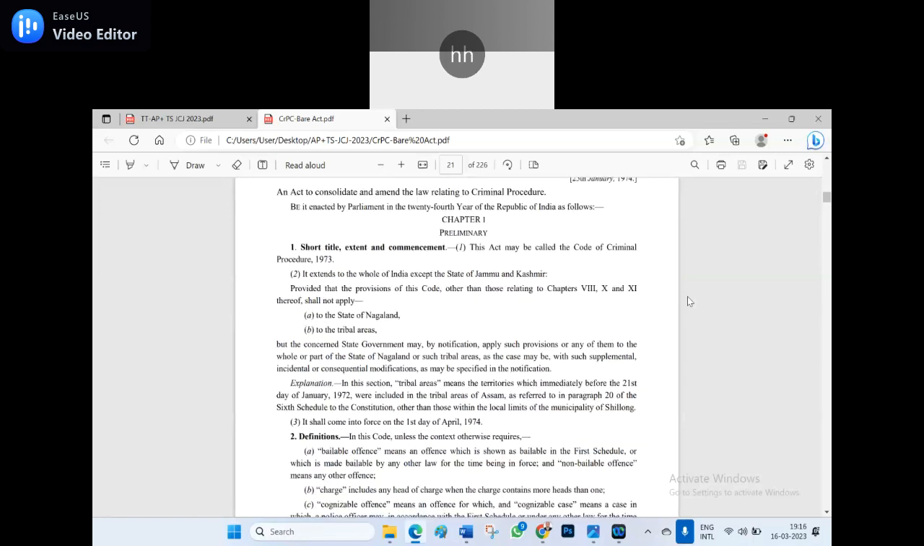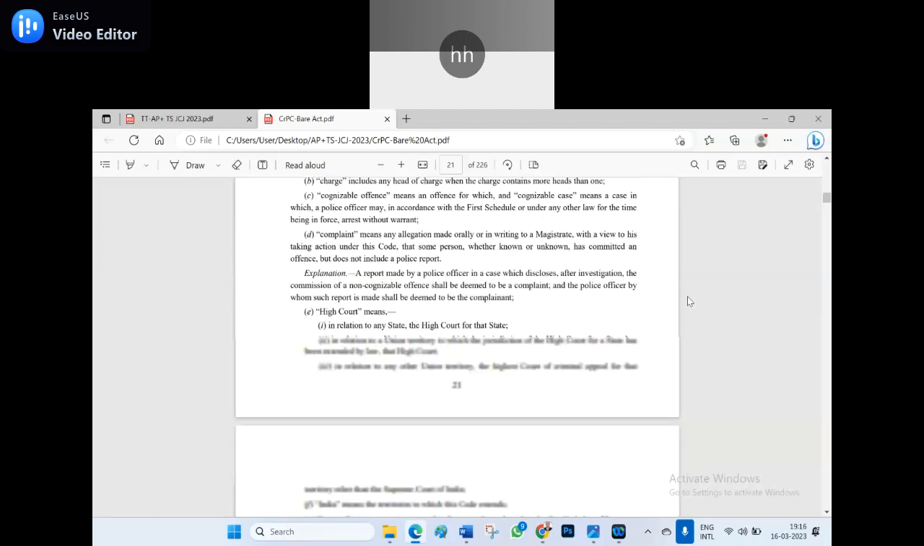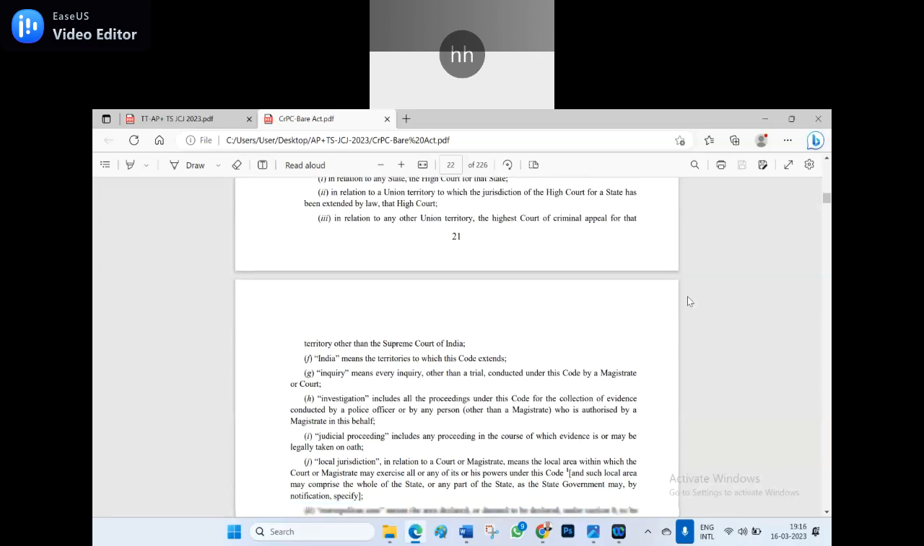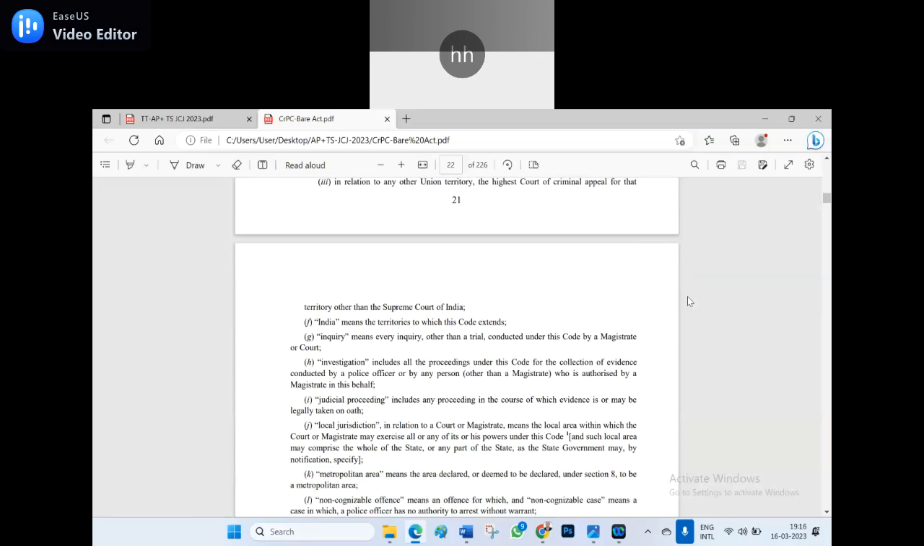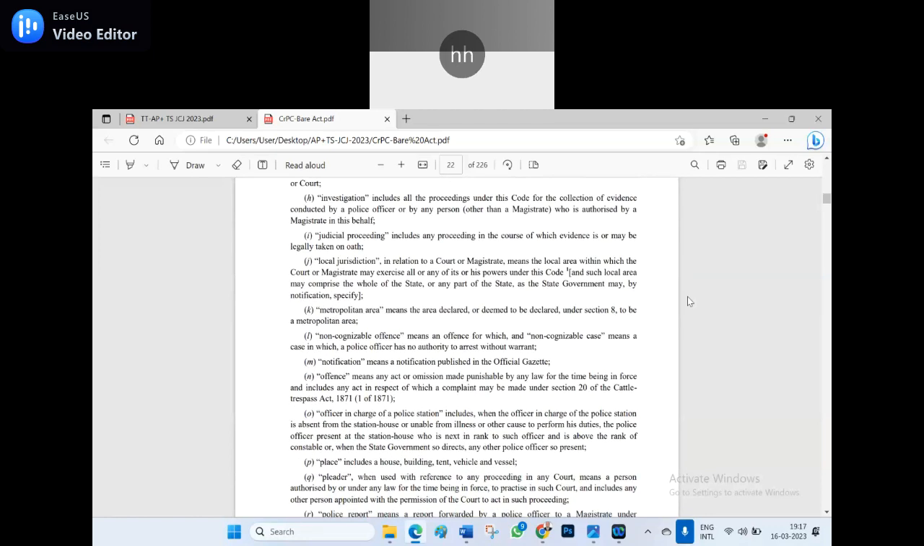See, chapters. We already dealt with how many chapters there are. Supplementary questions they may ask, or the questions will be framed in different ways. Like, what is the section of the inquiry, investigation, judicial proceedings, local jurisdiction, metropolitan area, bail, offences, summons, warrants, and plea bargaining. What is the section of plea bargaining? 265A to L.